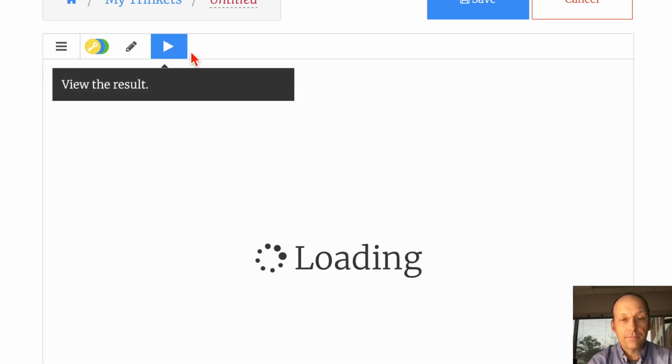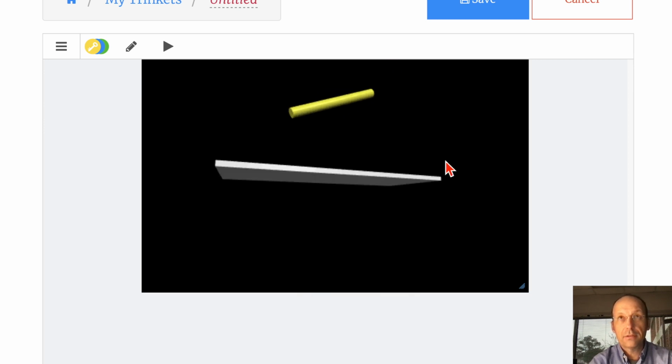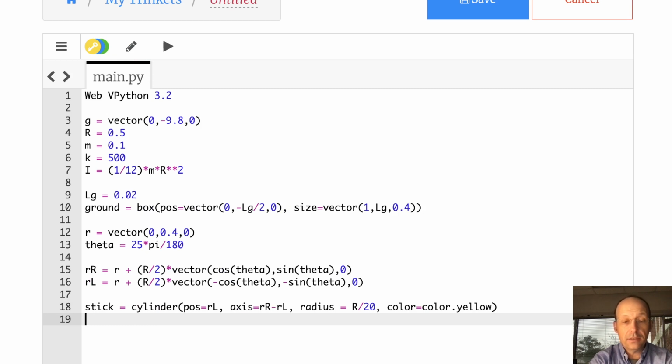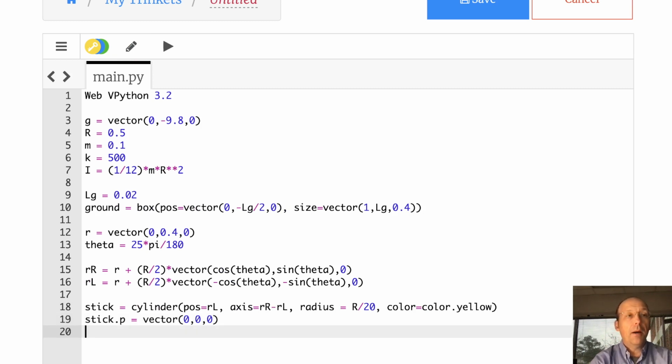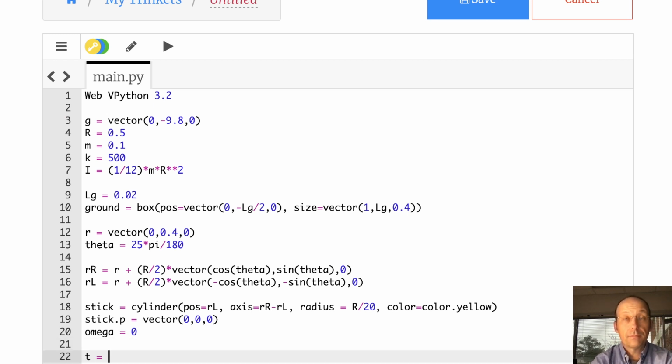Let's see what that looks like. Okay. We're making some progress here. Okay. There's my stick. Now I do need the momentum of the stick. Stick dot p is, let's just say it starts from rest. Vector 0, 0, 0. I need the initial angular velocity. So let's say omega equals 0. It's not rotating at all. I do need those two. And then I need time. Yeah. Time. Is this big enough?